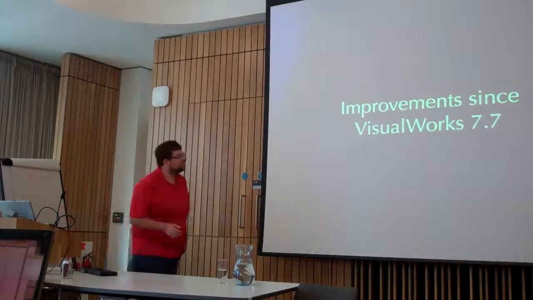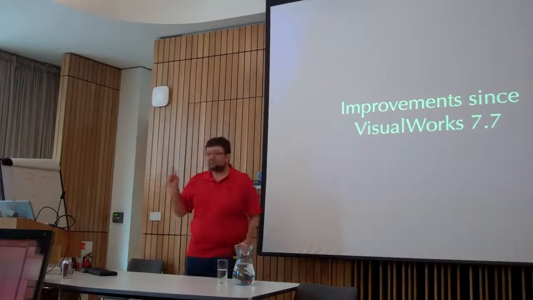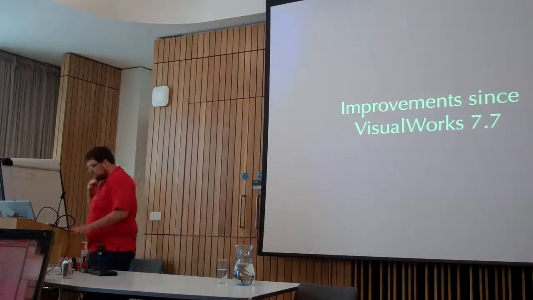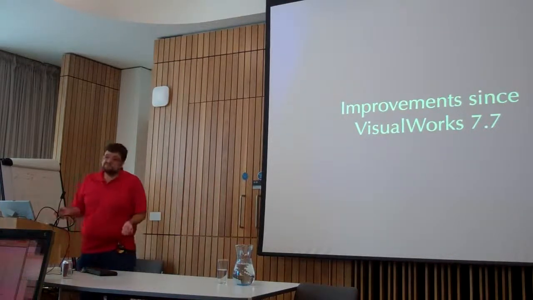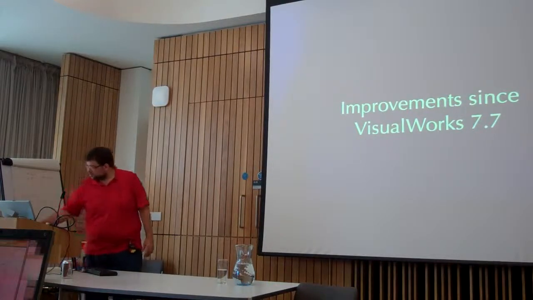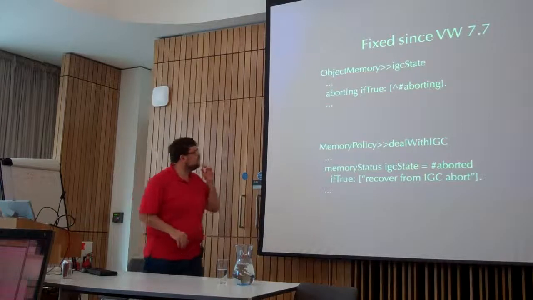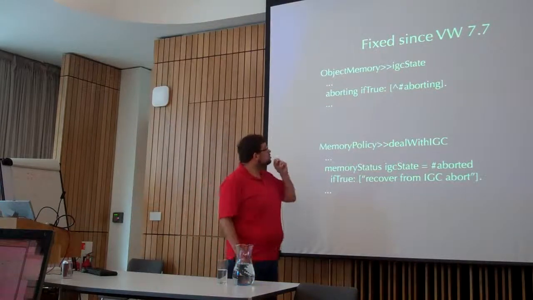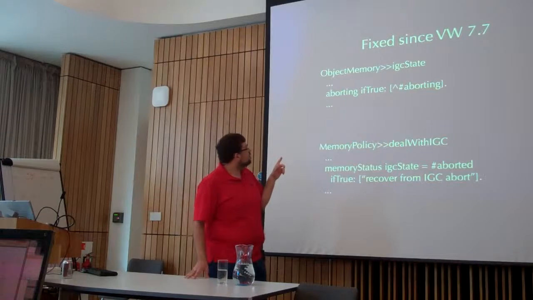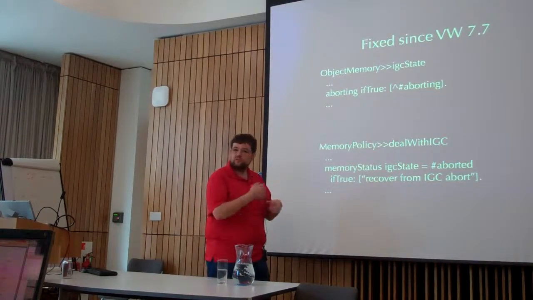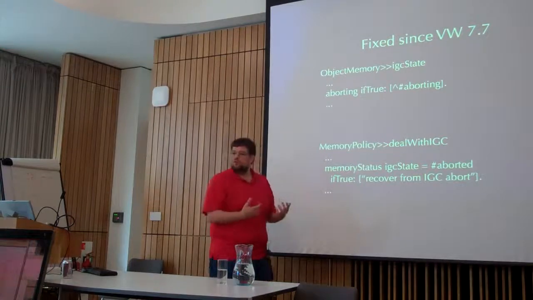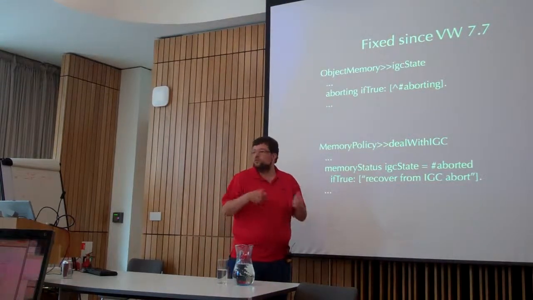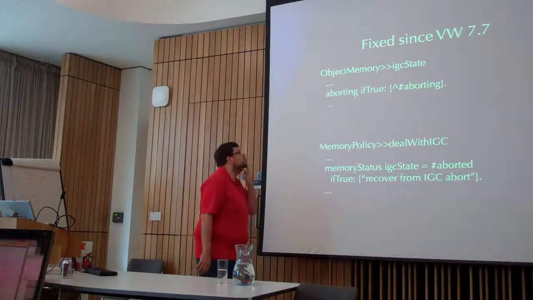But alas. For a long time it appeared to work. And this is the kind of stuff that we found. Some things are kind of real things. This is one of my favorite small things that we found. There is code in the memory policy that controls whether the incremental garbage collector, which can run in phases while your image is running, will abort or not. And when it aborts, it means, I can't continue, so I'm going to undo what I was doing and go to some initial state.